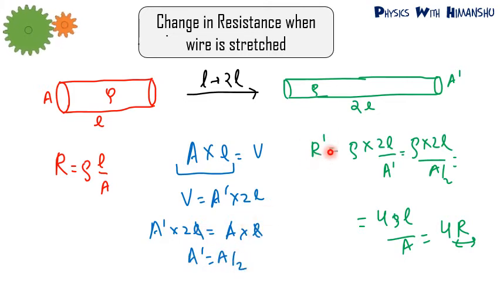So the new resistance R dash will be, since resistivity will not change, length is 2L and area is A dash. Putting the value of A dash to be A by 2, this 2 will come upwards and the resistance will become 4 times. So you have to remember that if length is increased to double, resistance will become 4 times. If length is increased to 3 times, resistance will become 9 times. It is basically square times. So if it is increased by n times, resistance will increase by n square times.